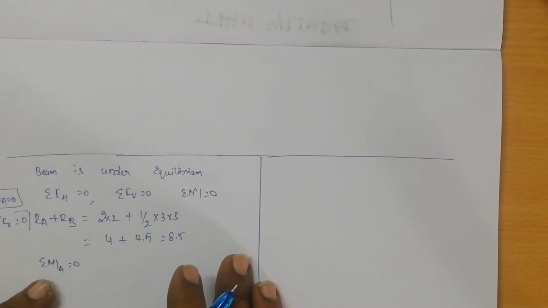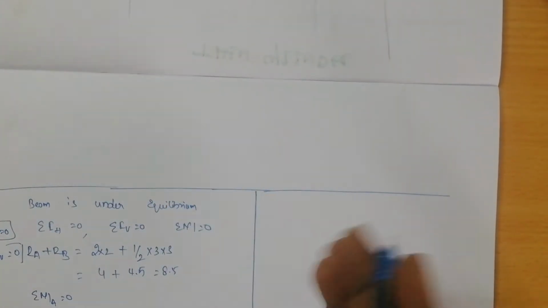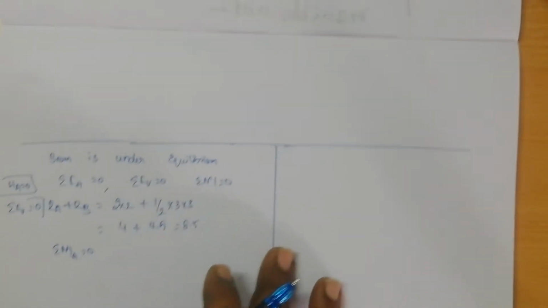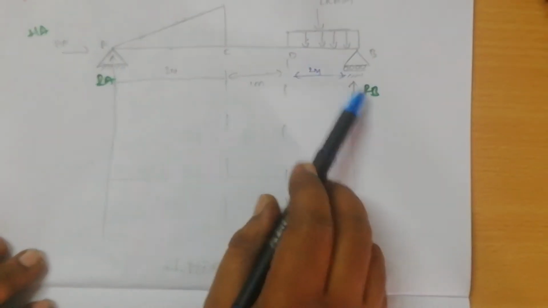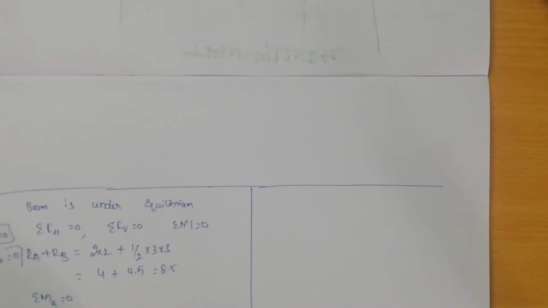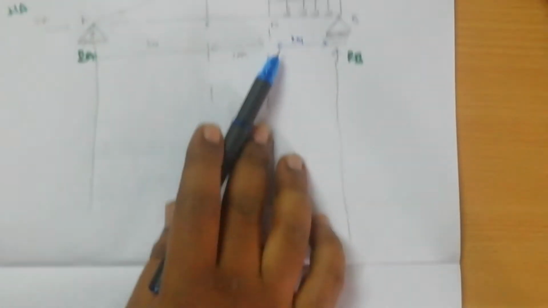The next is moment about point A is equal to 0. Sir, why do you always take A? You can take point B also, but I always consider A, because we are solving from right to left every time. Now, about point A we have the reaction B, UDL, and UVL. Clockwise moment is equal to counterclockwise moment. The clockwise moment is because of the UDL and the UVL.